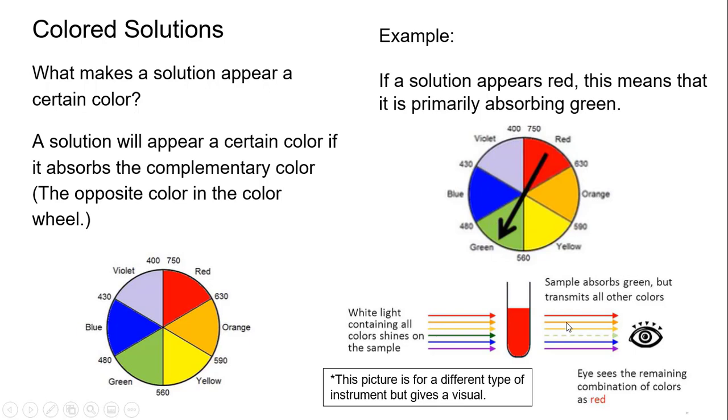Here's another example for me to explain it. This is taken from another instrument, not the spectrophotometer that you will be using, but it gives a better idea. A white light contains all colors in the visible spectrum, and what will happen is that the green here, since this is red, the complementary or opposite color, will be absorbed. So you see this arrow has kind of disappeared, and your eye will only detect the red, while all the other colors will just pass through the solution.